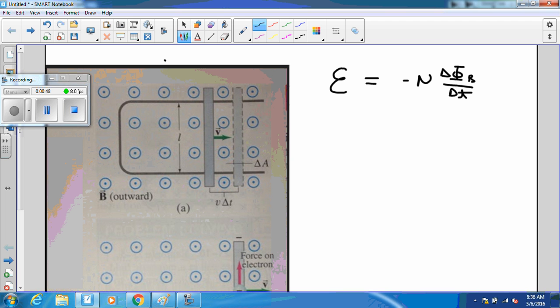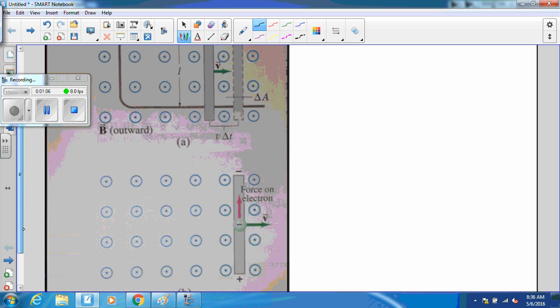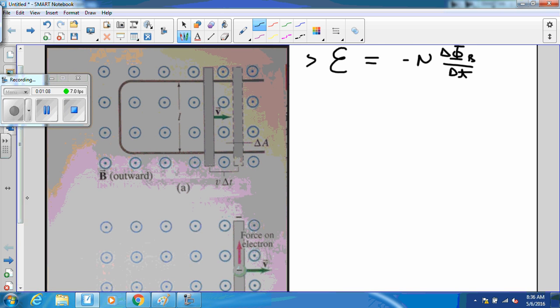And so what I'd like to do is examine a conductor moving through a magnetic field here, and we want to use this Faraday's law of induction to figure out exactly how much EMF is going to be generated as our conductor moves through here. Now, the way this is depicted is a little strange.